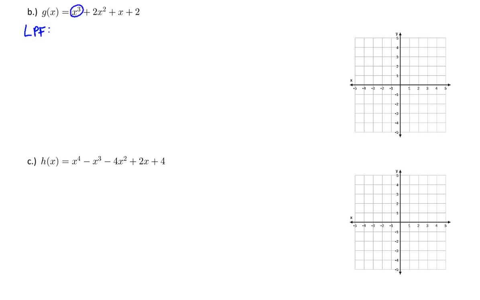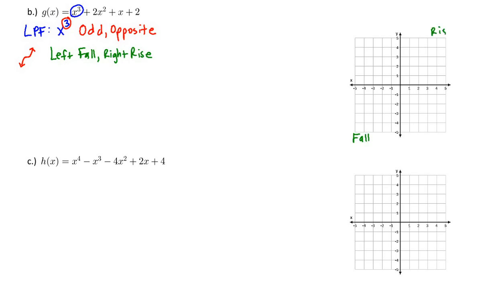So our leading power function is x cubed. This is an odd degree leading power function, which means we're going to have opposite end behavior. And remember, we can relate all of our odd power functions down to our basic x cubed function. And we can see here with the positive leading coefficient, the left side is going to fall and the right side is going to rise. So I'm going to put that on my graph. The left side is going to fall and the right side is going to rise.